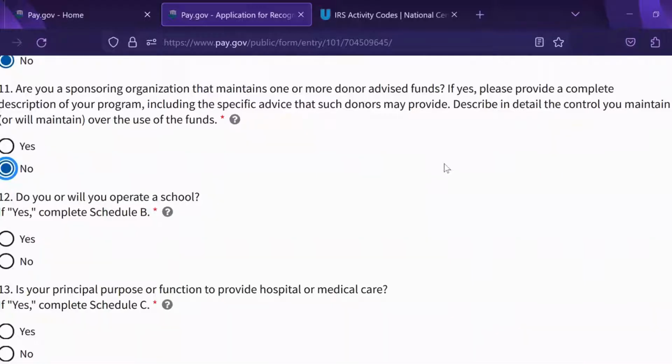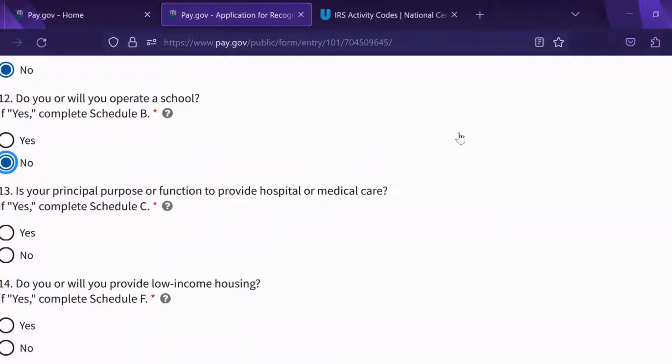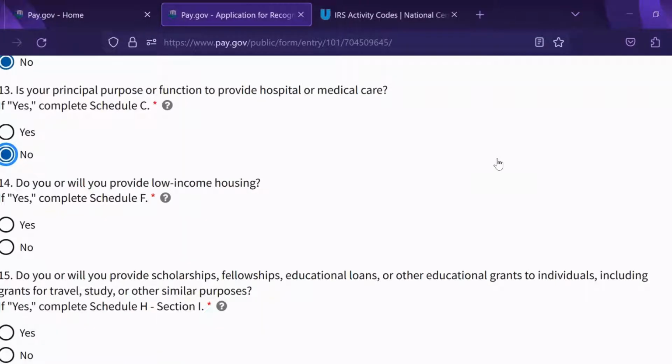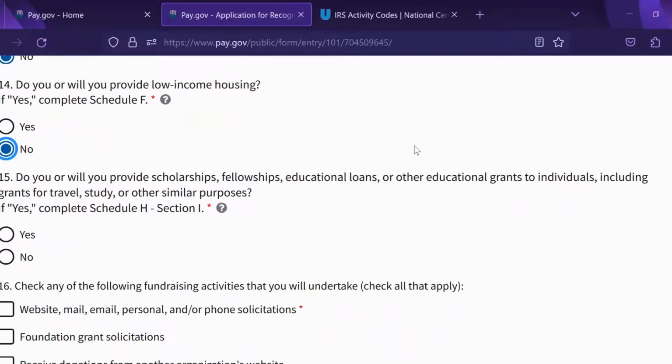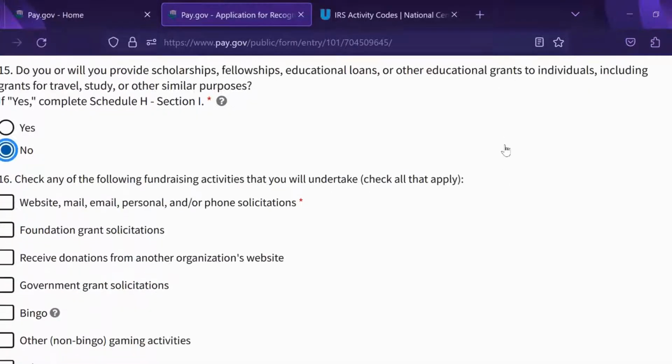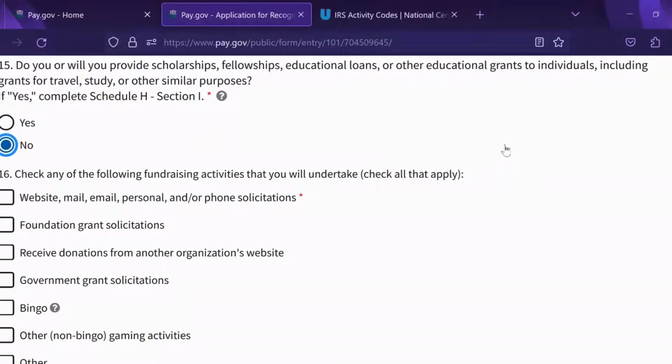Question 12, do you or will you operate a school? We are selecting no. Question 13, is your principal purpose or function to provide hospital or medical care? We are selecting no. Question 14, do you or will you provide low income housing? We are not, or Jane is not. Question 15, do you or will you provide scholarships, fellowships, educational loans, or other educational grants to individuals, including grants for study, travel, or similar purposes? Our answer is no.